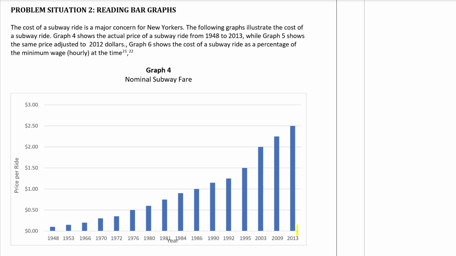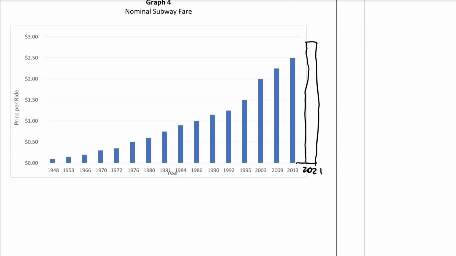So I'm going to add just one more data point for current time, since it's not in the chart. So for 2021, we know the subway ride is $2.75. So we're going to make this chart right here. So it's close to $3. So that would be 2021. All right. So that's the nominal subway fare. Nominal means how much you paid at a given moment in history. So here you have one graph.